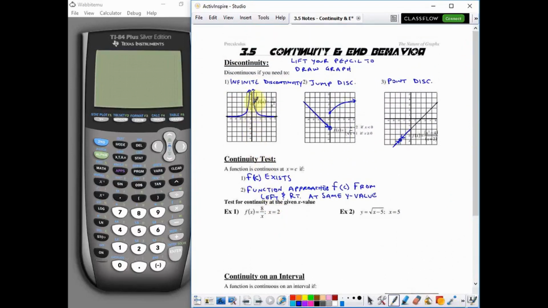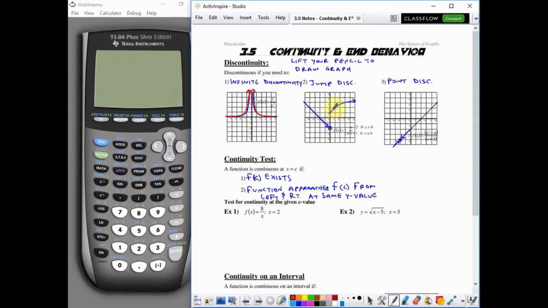So the first graph, f of 0 doesn't exist. It failed the first test. It actually passes the second test because from the right side, it's approaching f of 0. From the left side it approaches f of 0. From the right side it also approaches f of 0 at the same y values. So it passes the second test, but since it failed the first test, it is not a continuous function. If it passes both tests, it's continuous. This one failed one of them, so it is discontinuous.